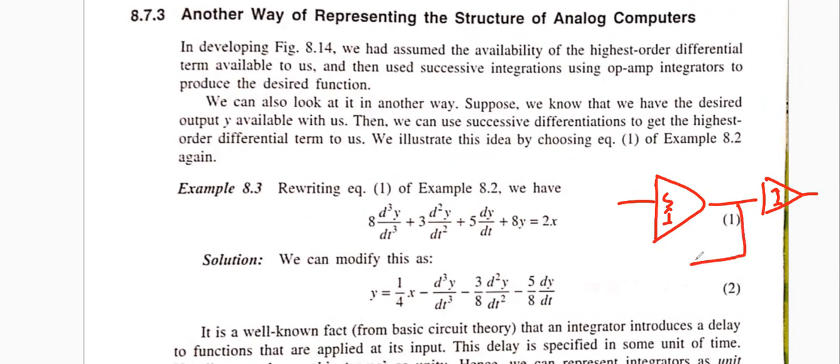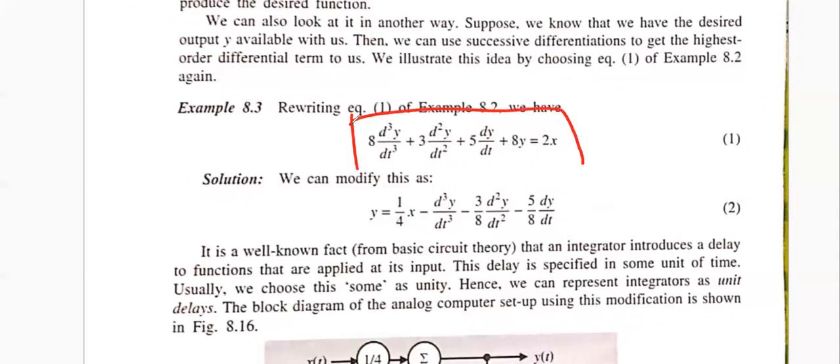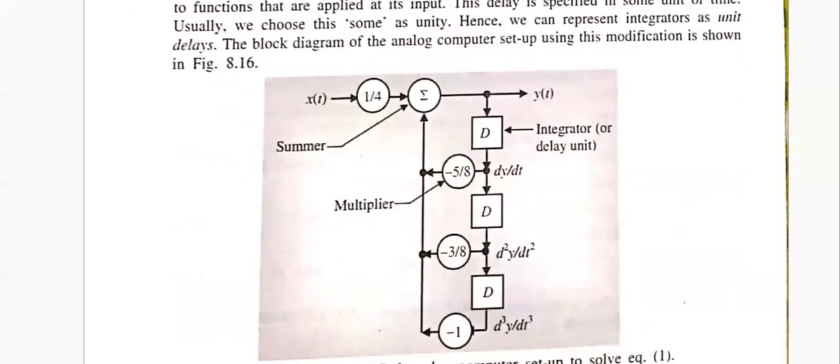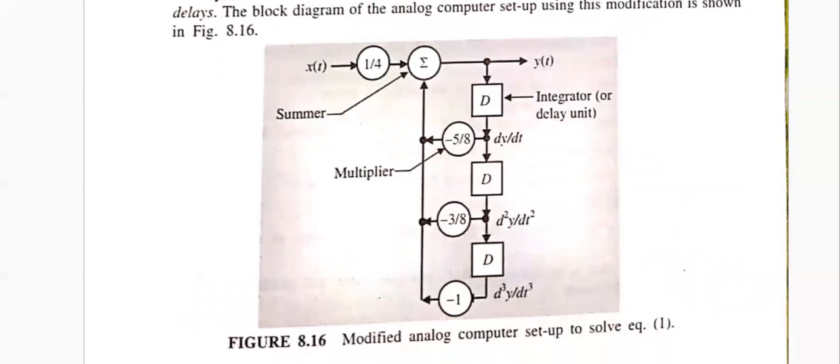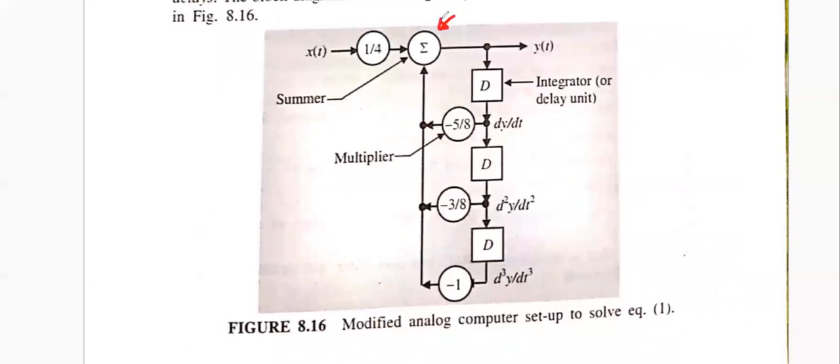Definitely, whenever there is a feedback, you might need the amplification part as well. Now the same differential equation can be presented by this kind of block diagram. Now this is the summer circuit. Of course, we know what the summer circuit is. This is the multiplier. This is also a multiplier. And this is the integrator or the delay unit.